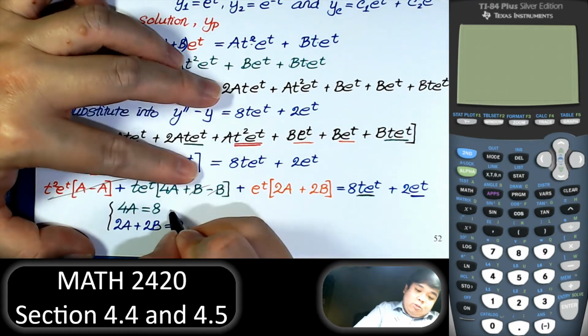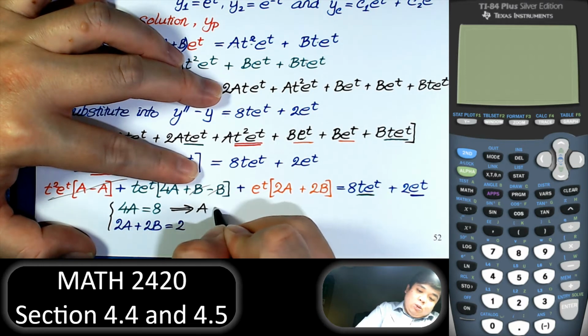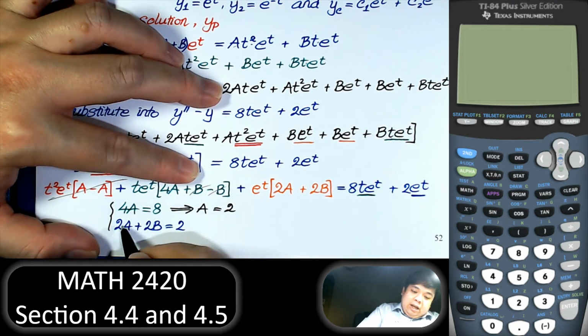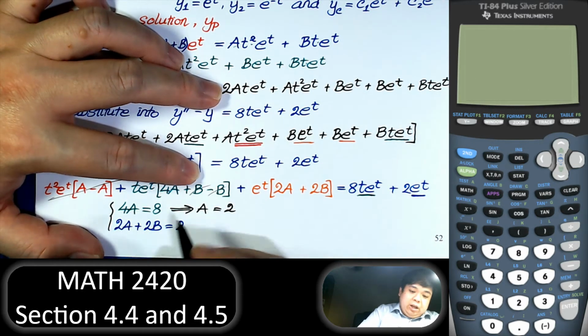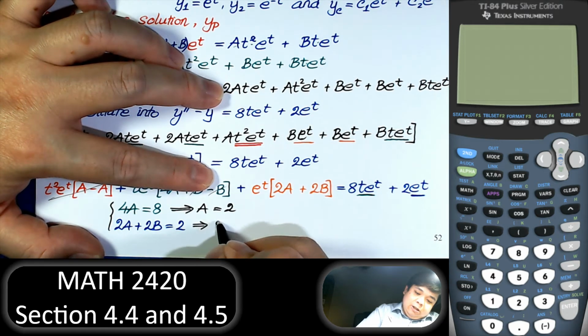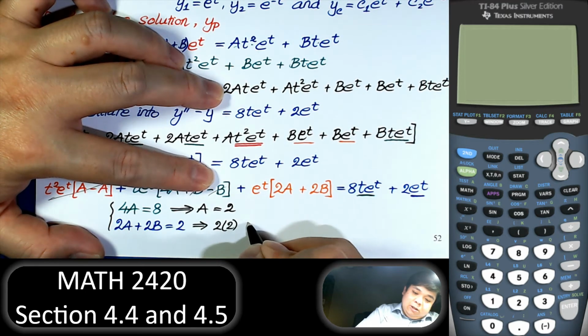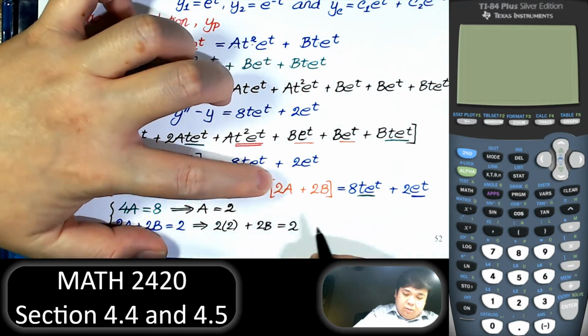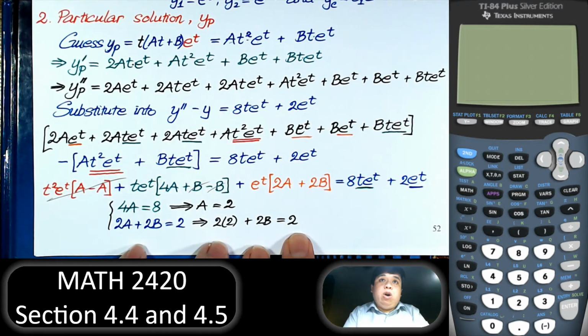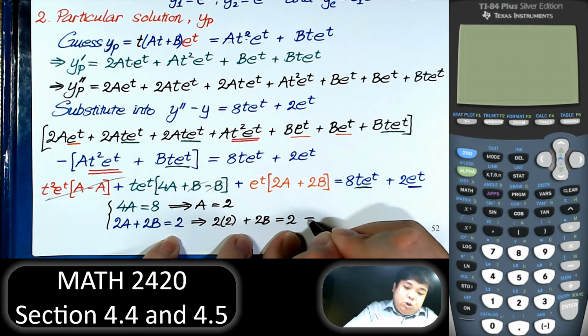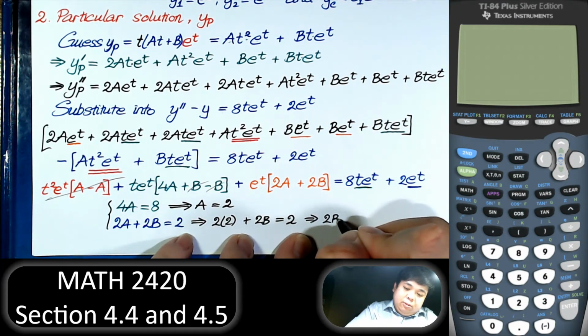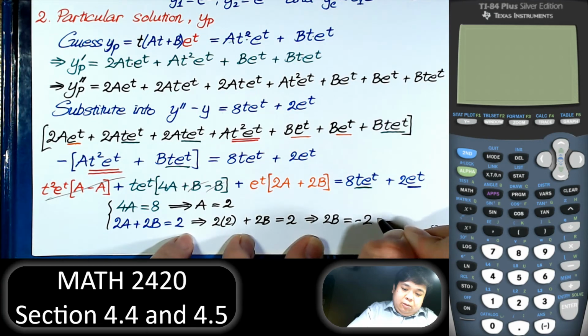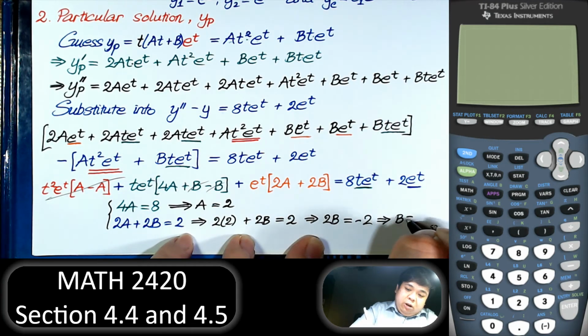Once again, we can solve by hand. That gives us a equal to 2, and substitute 2 in here. That 4 to the other side is negative 2, so 2b is negative 2. So b is equal to negative 1.